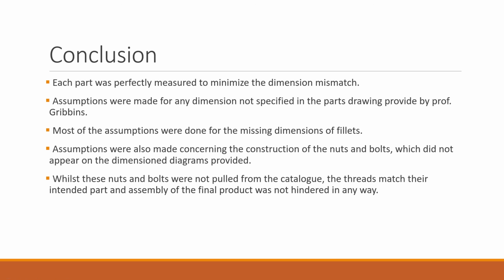In order to do this correctly, one team member chose an initial fillet of 1 millimeter, and the other team member decided to follow that, and all the subsequent parts contained this same fillet. Assumptions were also made concerning the construction of the nuts and bolts, which did not appear on the dimension diagrams provided. These nuts and bolts were not taken out of a catalog, but rather created using threads used inside of the assembled pieces and parts.